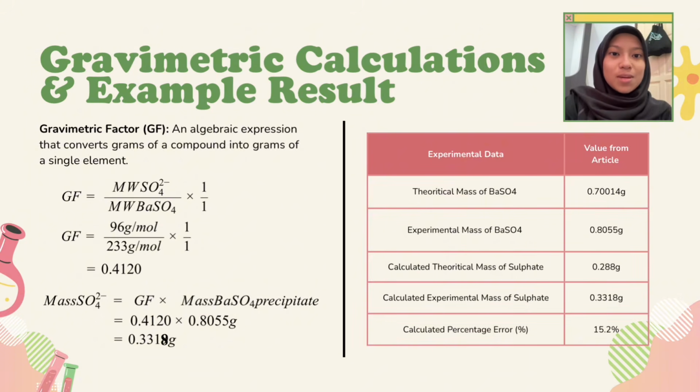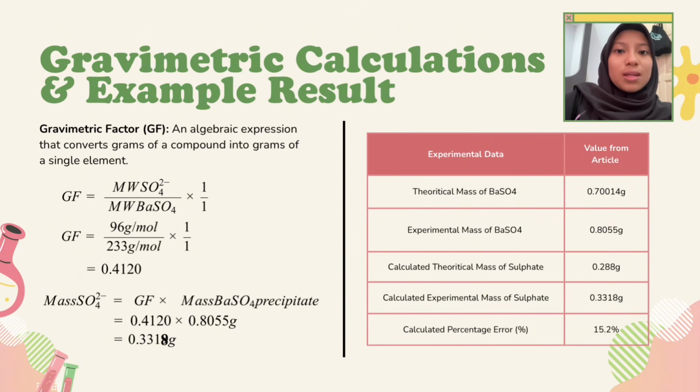Now, let's look at the specific gravimetric calculations and experimental data from the study. To find the true mass of the sulfate ion, the standard gravimetric factor formula, which uses the ratio of the formula weight of sulfate over the formula weight of the barium sulfate precipitate, was applied. Using the values from the article, this means multiplying the precipitate weights by the simplified molar masses of 96 over 233 gram per mole.